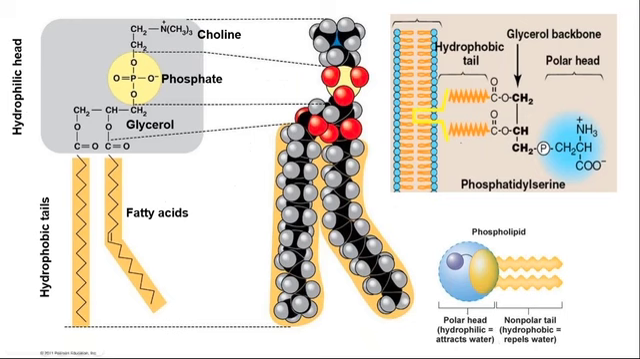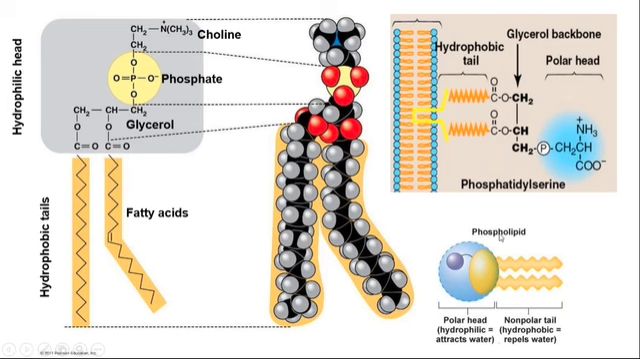So this is the structure of the phospholipid. You see phosphatidylserine. It has the glycerol backbone. It has two fatty acids which give it the hydrophobic property, and then it has the serine group over here, or the ethanolamine, which gives it the polar end.